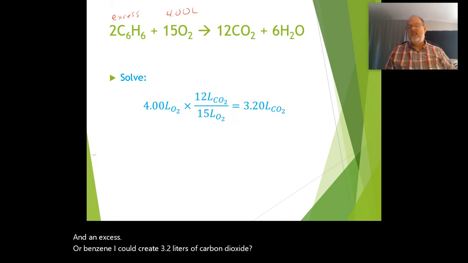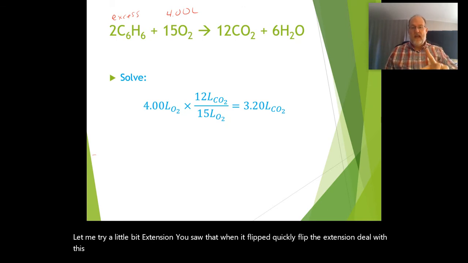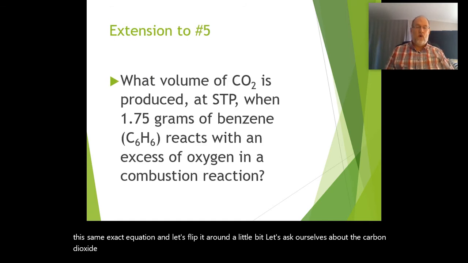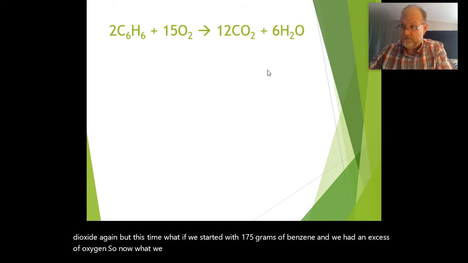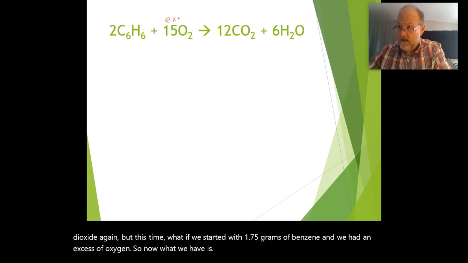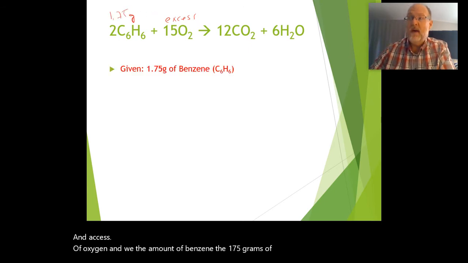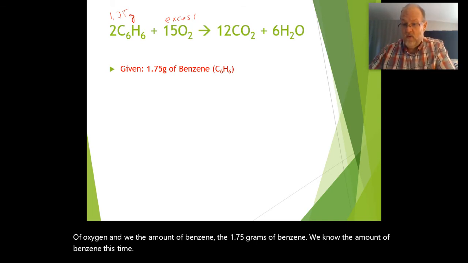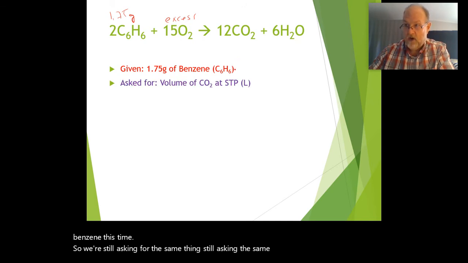Let me try a little bit of an extension. Let's deal with this same exact equation, and let's flip it around a little bit. Let's ask ourselves about the carbon dioxide again, but this time, what if we started with 1.75 grams of benzene and we had an excess of oxygen? So now we have an excess of oxygen, and we know the amount of benzene, the 1.75 grams. So we're still asking for the same thing, the volume of carbon dioxide.